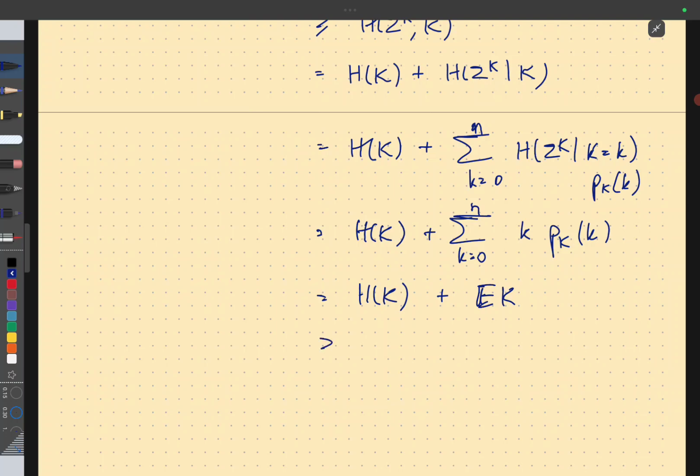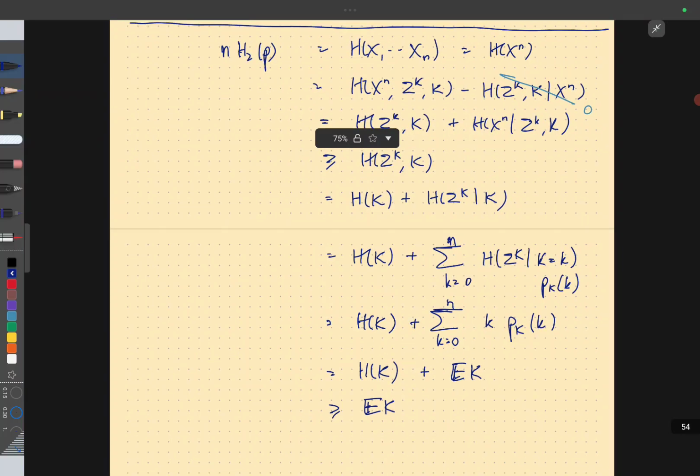All right. And this quantity is greater than or equal to expectation of k. Again, I'm just using the fact that the entropy of k is non-negative. So shouldn't k go from 0 to n by 2? That is using that particular approach, right? So this sequence of inequalities holds true for any algorithm I used. I'm not restricting myself to that particular algorithm that I just talked about. Let's consider any arbitrary algorithm that takes n Bernoulli p random variables as input and outputs k Bernoulli half random variables.